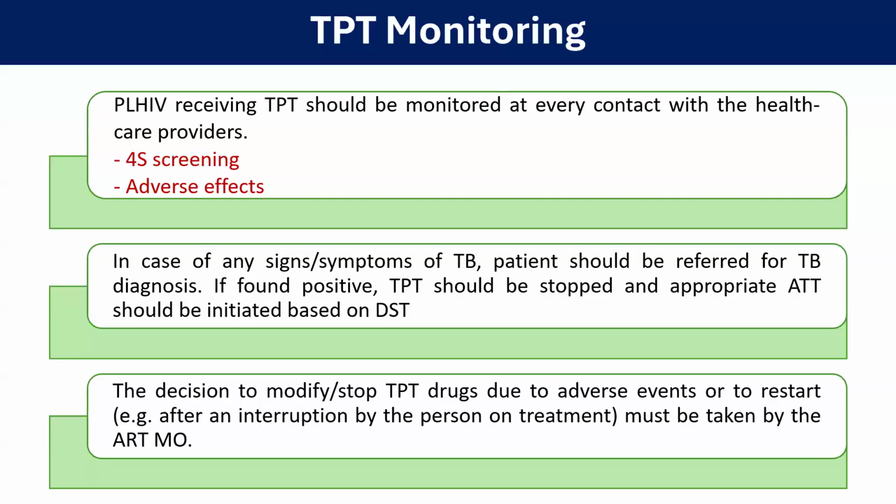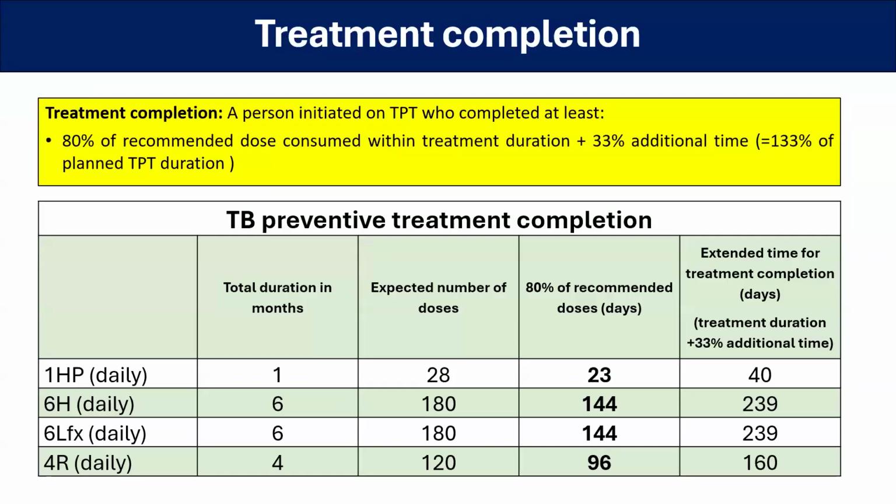The decision to modify or stop TPT drugs, or to restart, must be taken by the ART medical officer with a clear history and counseling of the patient: how and why the modification is being done, why the TPT drugs are being stopped. That decision has to be taken by the ART medical officer. For treatment completion on the various TPT regimens, 80% of the recommended dose should be consumed within the treatment duration plus 33% additional time. This is the planned TPT completion or TPT duration. So looking at the different regimens, whether the patients are on 1HP, 6H, 6LFX or 4R.